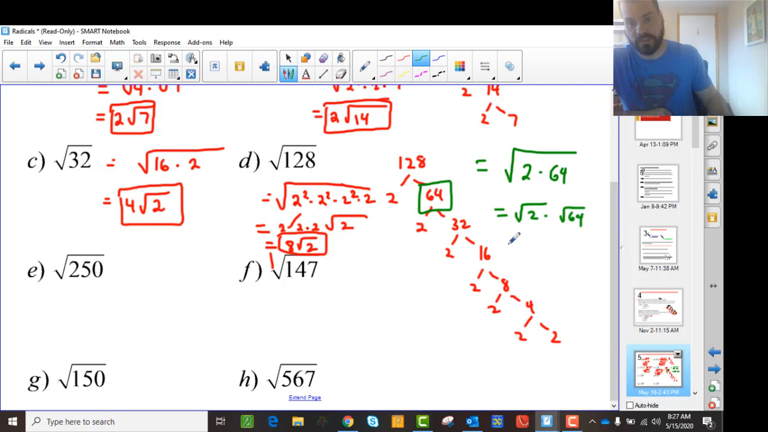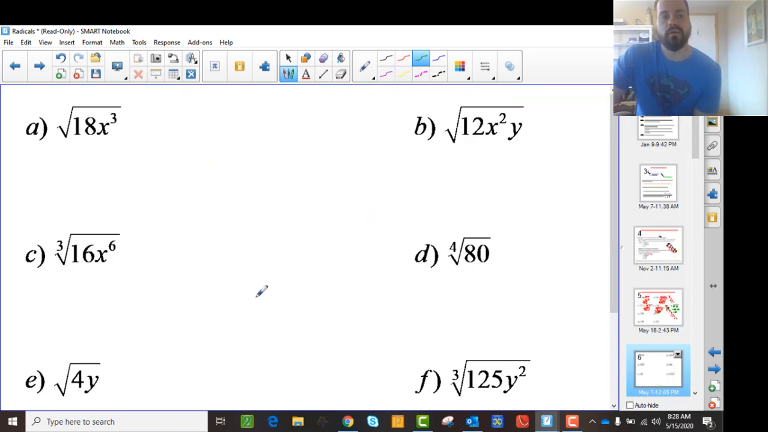And the square root of 64 is 8. So we get 8 root 2, which is the same answer that we got here. So you can get the answer either way. Either method works.